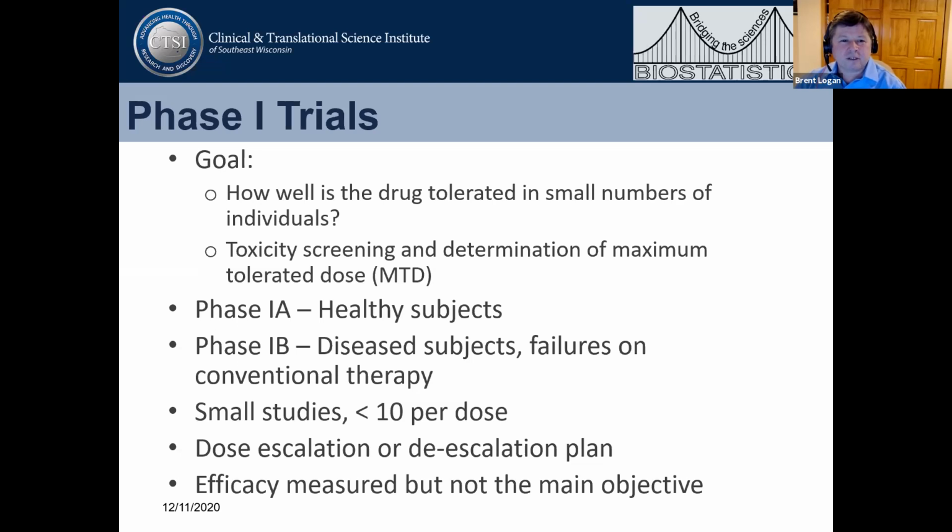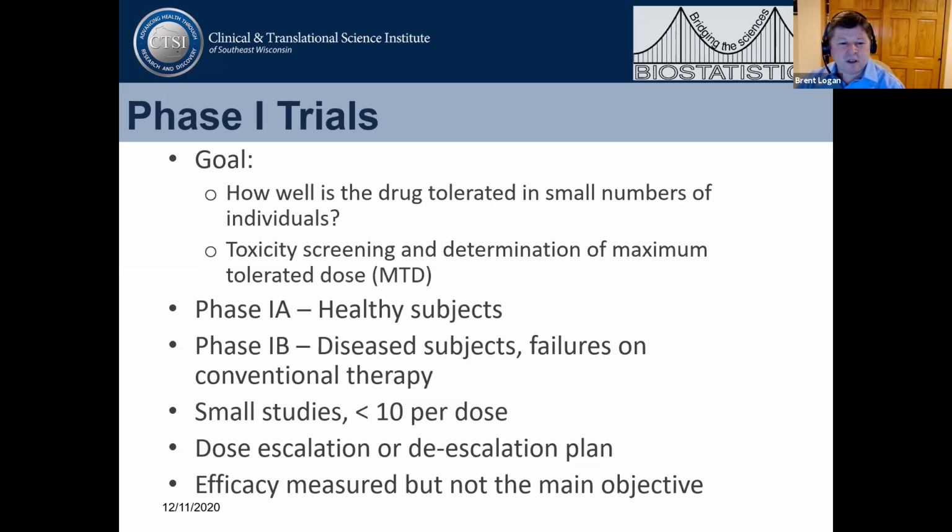For phase 1 trials, the goal typically is to identify how well the drug is tolerated, typically using small numbers of individuals. This involves toxicity screening and typically a determination of the maximum tolerated dose, or MTD. Sometimes there's a distinction between phase 1A and phase 1B, where phase 1A refers to studying healthy subjects, and phase 1B is disease subjects that are failures on conventional therapy.